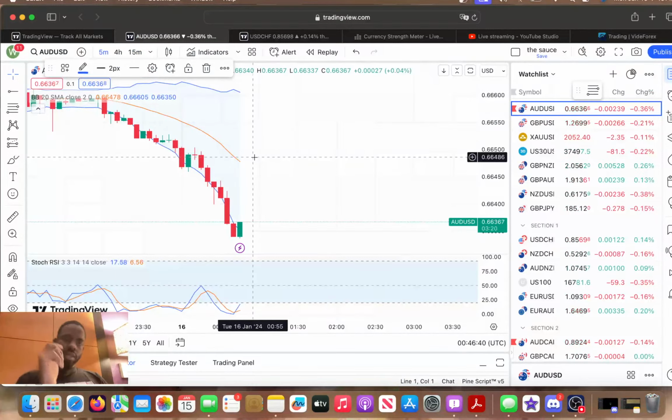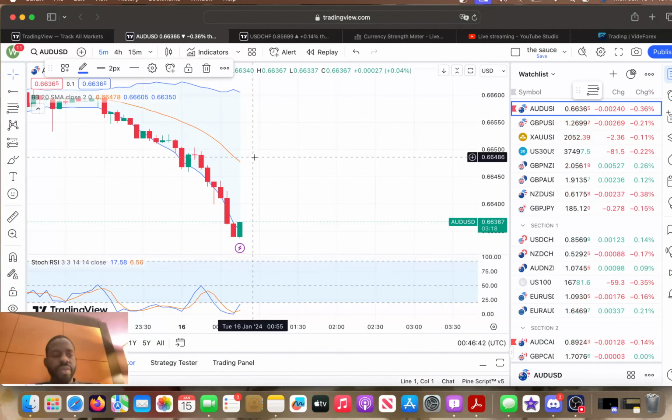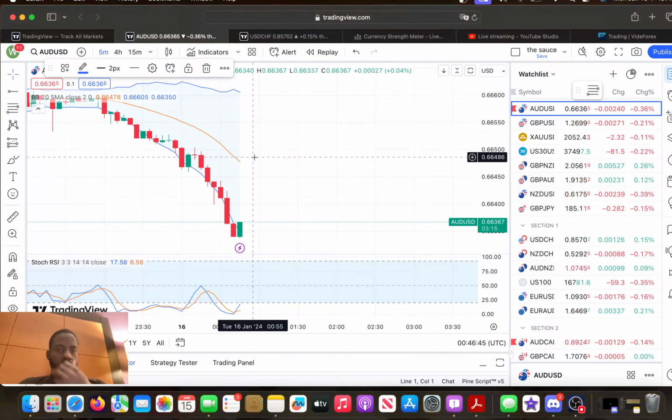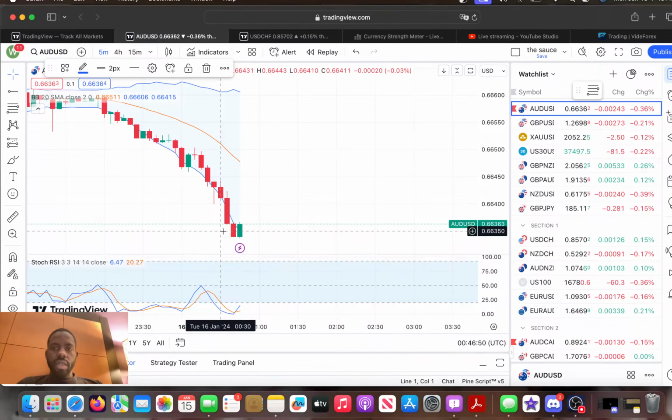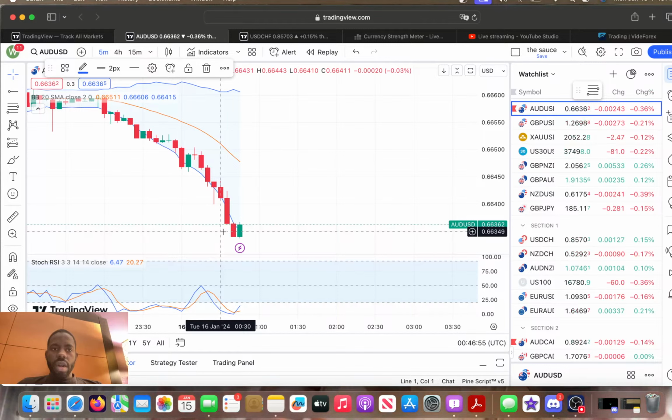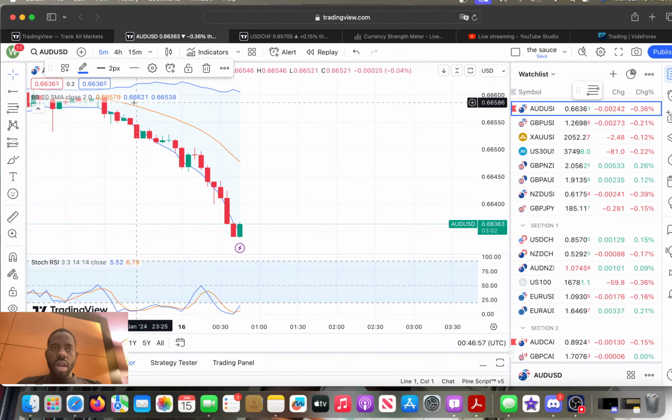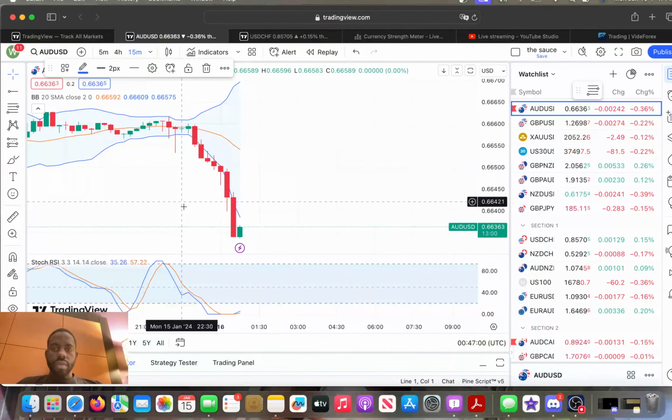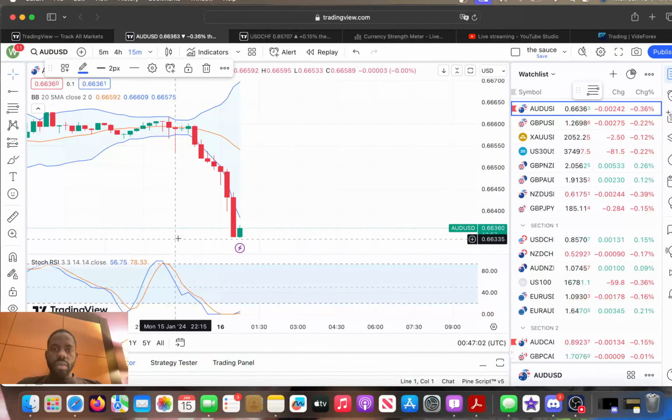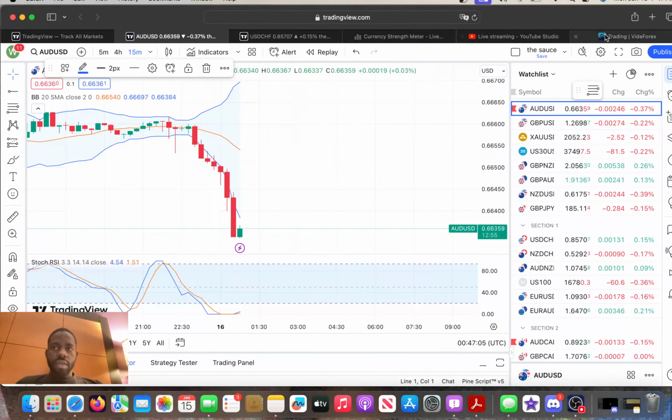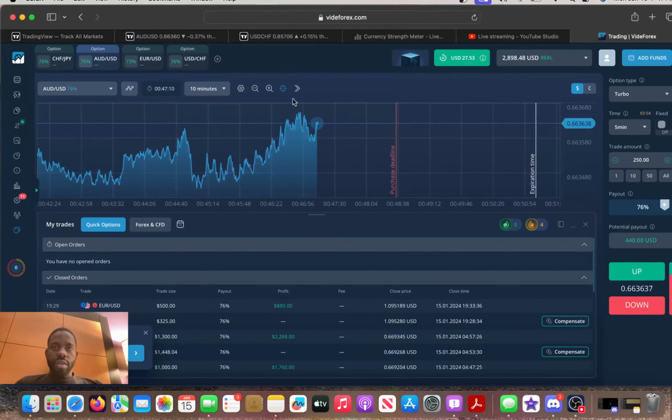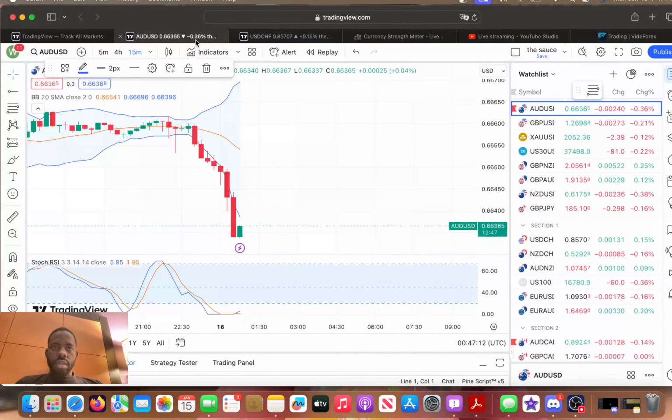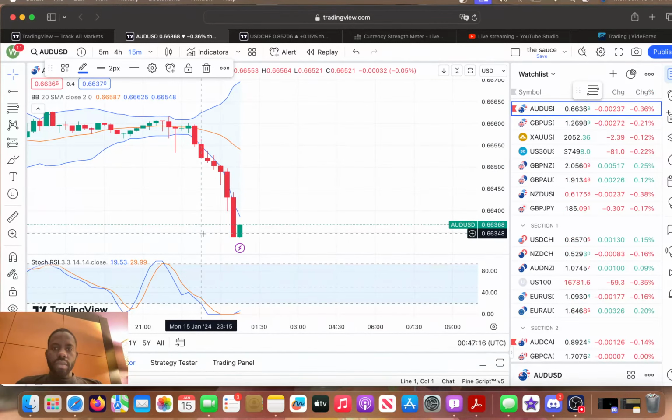That's AUD USD. Now let's wait for the pullback. I could have entered earlier, but I want to wait for the pullback. I'll enter at 350. If it gives me 350, I'll enter at 350. No, it's gone.